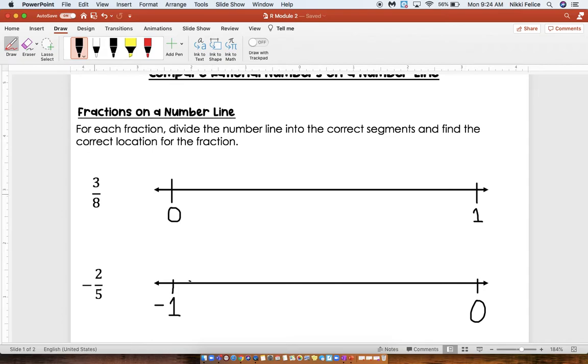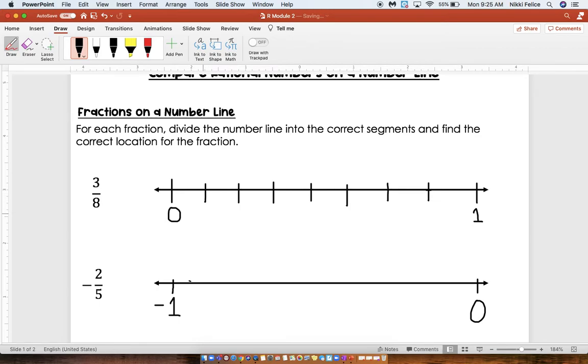In 3/8, my denominator is 8, so I need to break this number line into eighths, which means I need to have 8 little segments in between 0 and 1, in between my two whole numbers. So I'm going to do 1, 2, 3, 4, 5, 6, 7, and then the 8th one would be 1 whole, because 8/8 is the same thing as 1 whole.